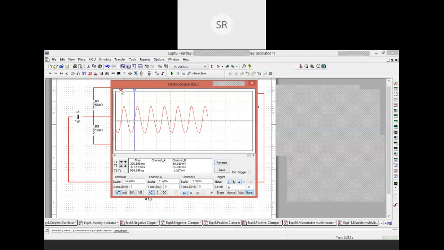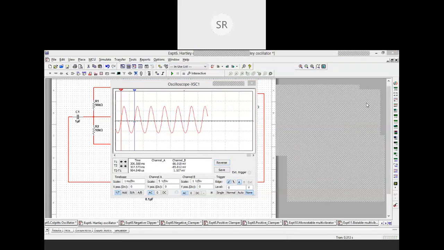This was approximately 1 millisecond, 948.848 microseconds, approximately 1 millisecond. Anyone want to show the circuits?